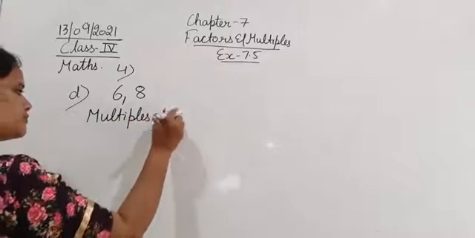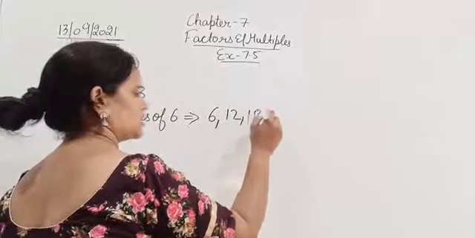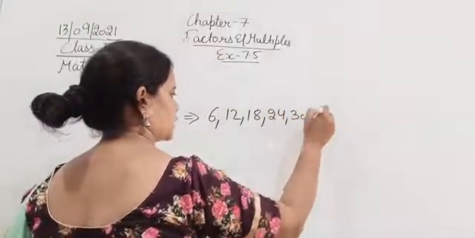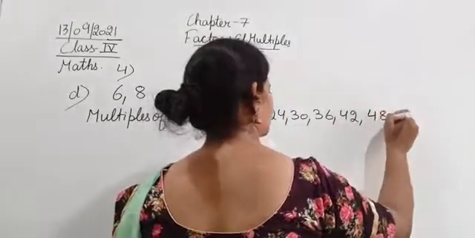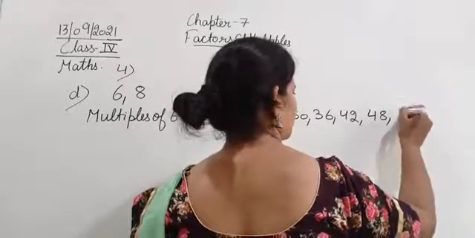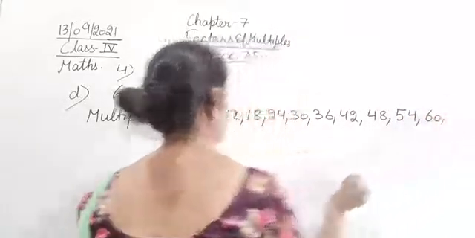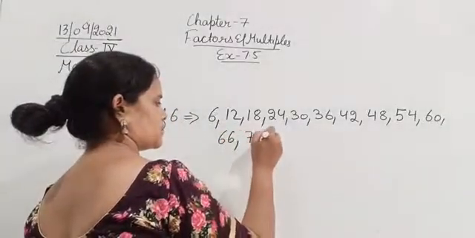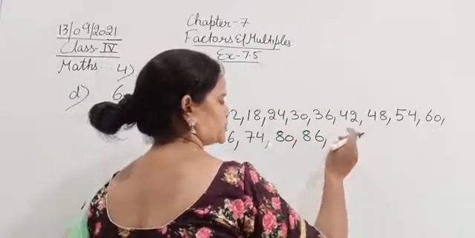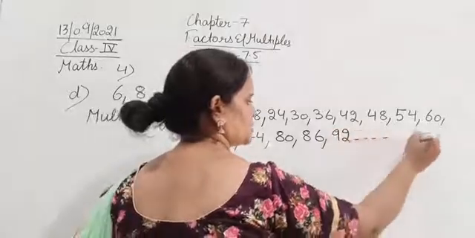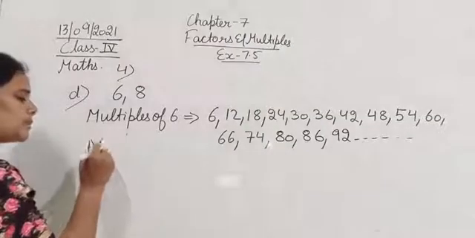The multiples of 6 are simply 6, 12, 18, 24, 30, 36, 42, 48, 54, 60, 66, 72, 78, 84, 90 and so on. So these are some multiples of 6.